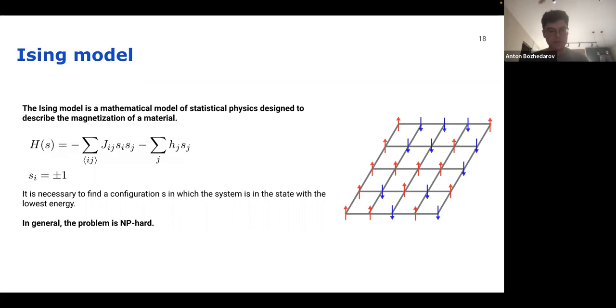But when we have a 3D lattice, or interactions that are not just with neighbors but of a higher order, for example between the lower right and upper left spins, such problems quickly become computationally hard. In the general case, such a model is an NP-hard problem.